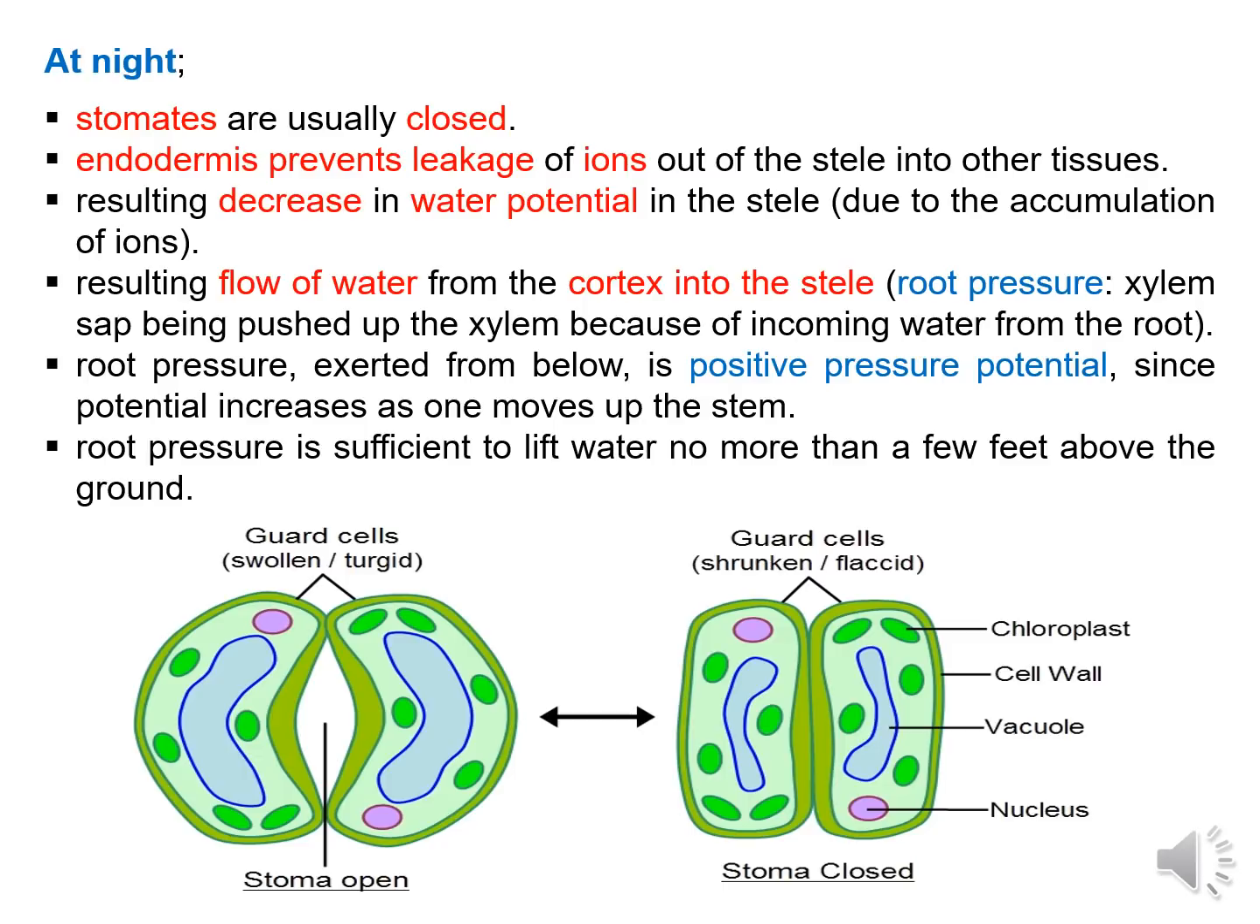It will result in a decrease in water potential in the stele due to the accumulation of ions. And this will subsequently result in flow of water from the cortex into the stele. This will cause root pressure, where xylem sap will push up the xylem because of incoming water from the root. The root pressure, initially exerted from below, is known as positive pressure potential, since the potential increases as one moves up the stem. This root pressure is sufficient to lift water a few feet above the ground.